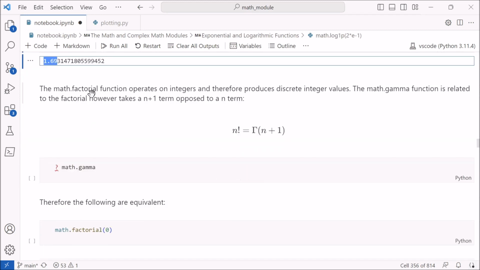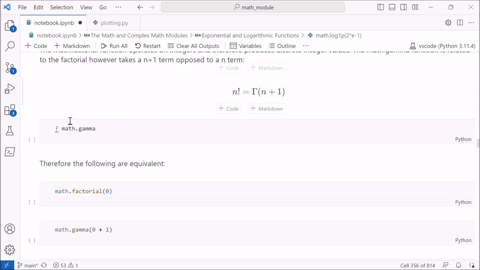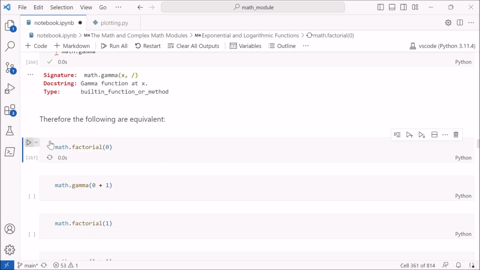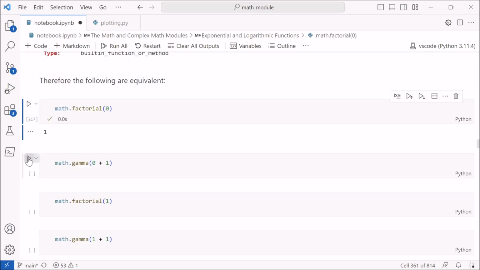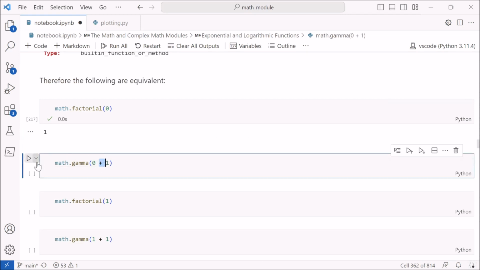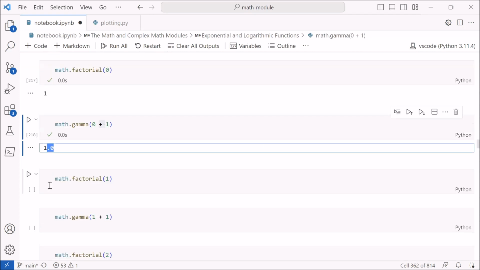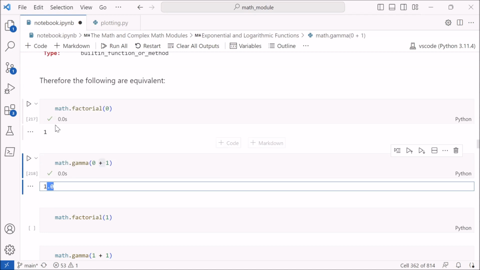So the math.factorial function operates on integers and therefore produces discrete integer values. There's an associated function called the gamma function. However, it takes an n+1 term as opposed to an n term. So if we have a look at its docstring, and we have a look at the factorial of 0, and we have a look at the gamma value of 0 plus this offset of 1, we should get the same thing. Note that this is a floating point number, not an integer like this.